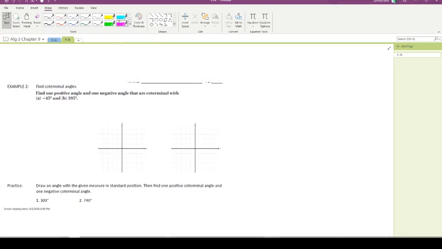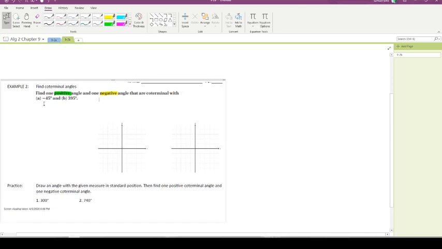Find one positive angle and one negative angle that are coterminal with negative 45 and 395. Okay, so there are many such angles, and it depends on what multiple of 360 is added or subtracted. So let's start with this one, A.